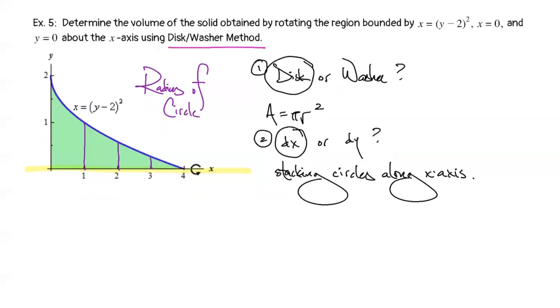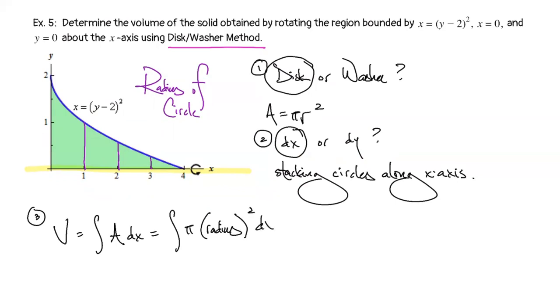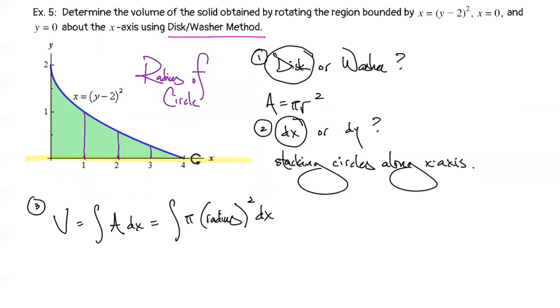Let's set up an integral here. So volume equals the integral of area dx. I'm going to have the integral of pi times the radius squared dx. And if I put 0 to 2, that is a clear indication that I don't really know what I'm doing. If I put 0 to 2, those are y values. They 100% don't match the dx. I would need to choose x values. So 0 to 4.